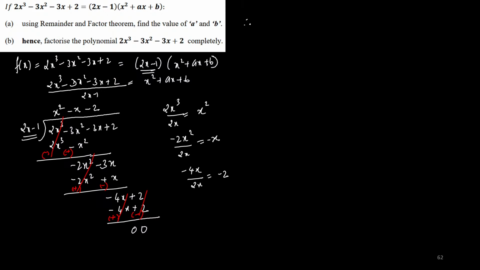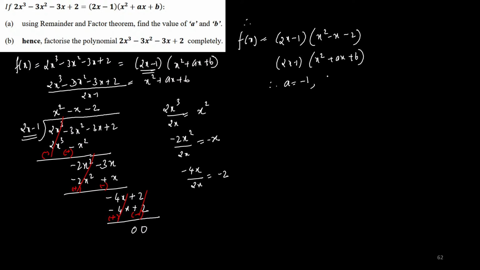So I can write, therefore, f of x is equal to 2x minus 1 into x square minus x minus 2. When I compare this expression with 2x minus 1 into x square plus ax plus b, therefore I can write a is equal to minus 1 and b is equal to minus 2. Along with the sign you should take. This is the expression I am getting.